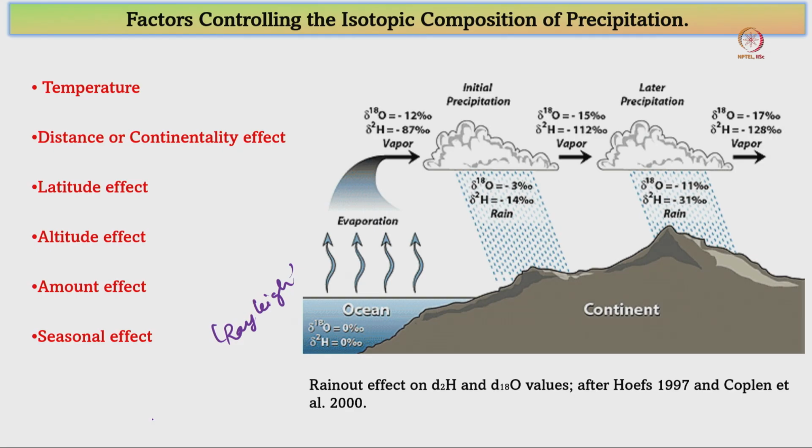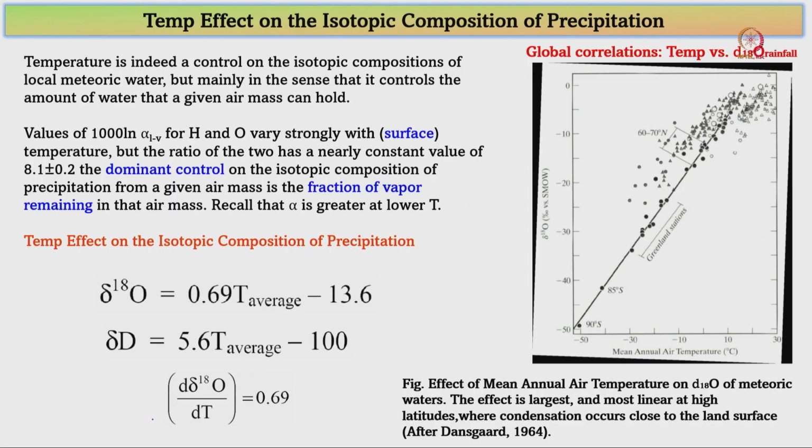In our last lecture, we discussed the Rayleigh fractionation and the way the isotopic composition varies. Now, with respect to the stable water isotopes, we have found that for precipitation there are majorly 6 contributing factors. The first factor is temperature. Now, what does temperature control?